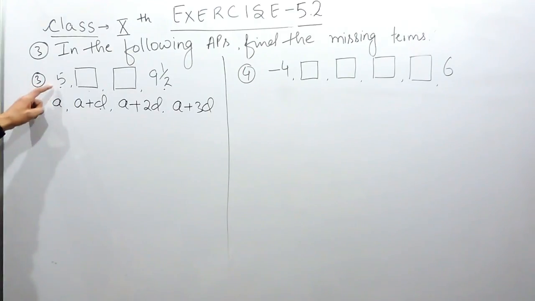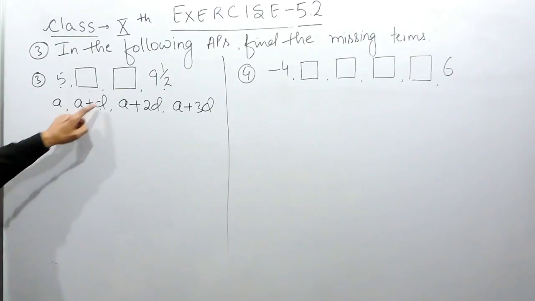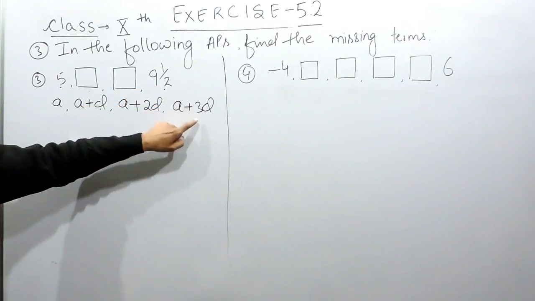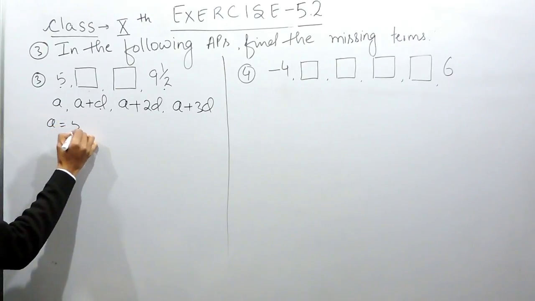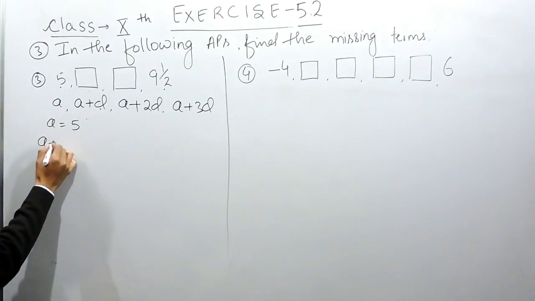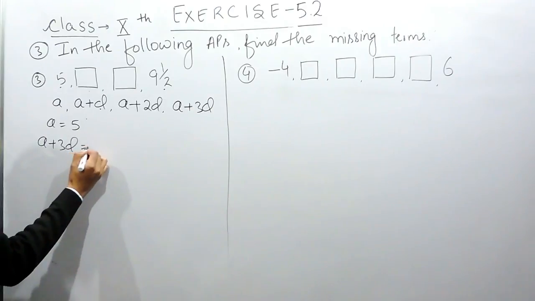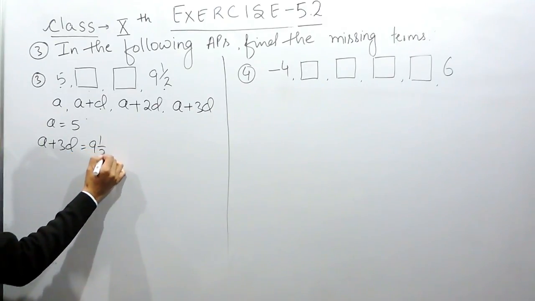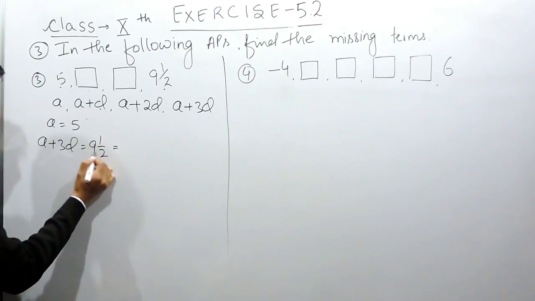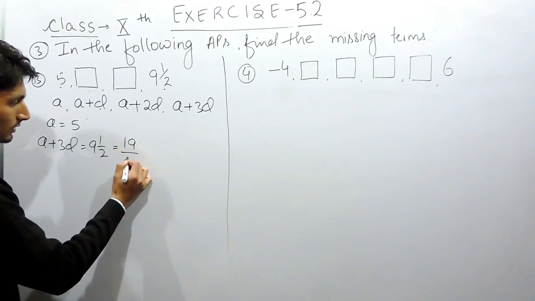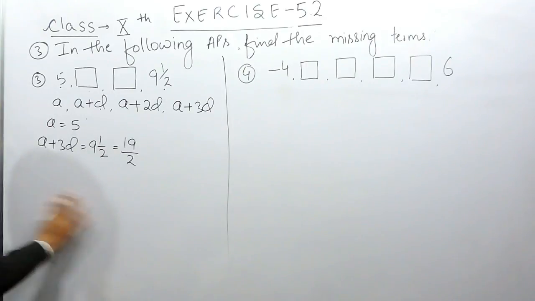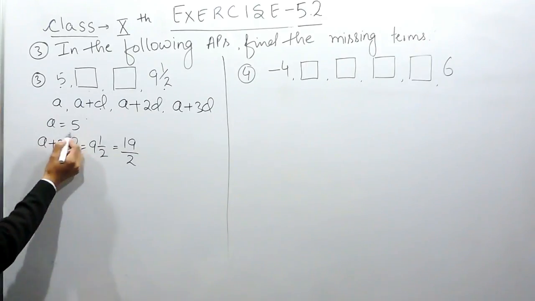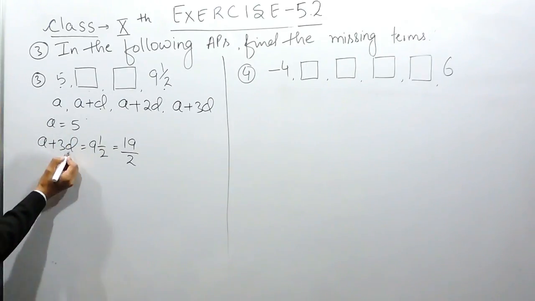So the first term is given as 5, the second term is this, the third term is this, and the fourth term is given to us as 9 1 by 2, or this is 9 2s are 18, this is 19 by 2. So now with these two equations we can find out the value of D.